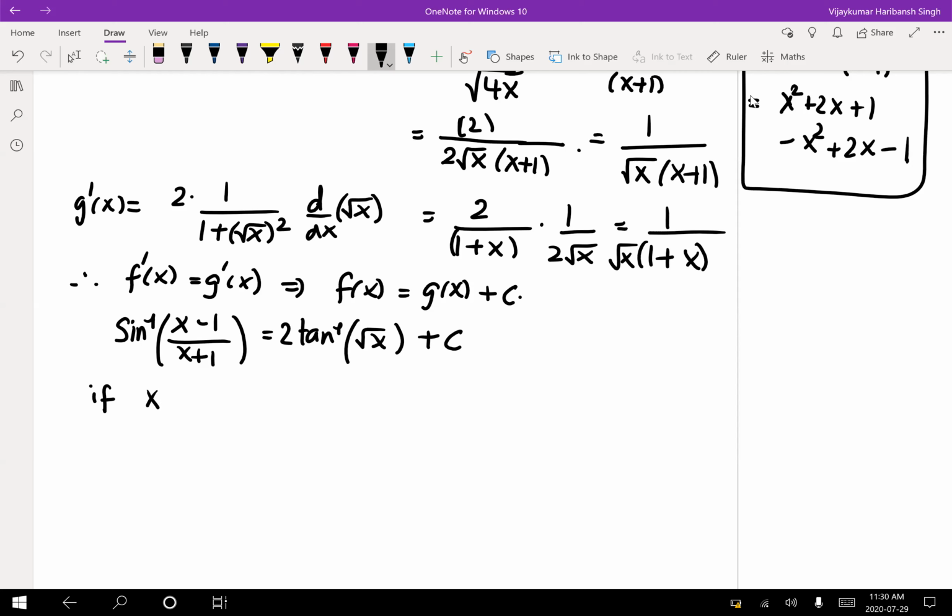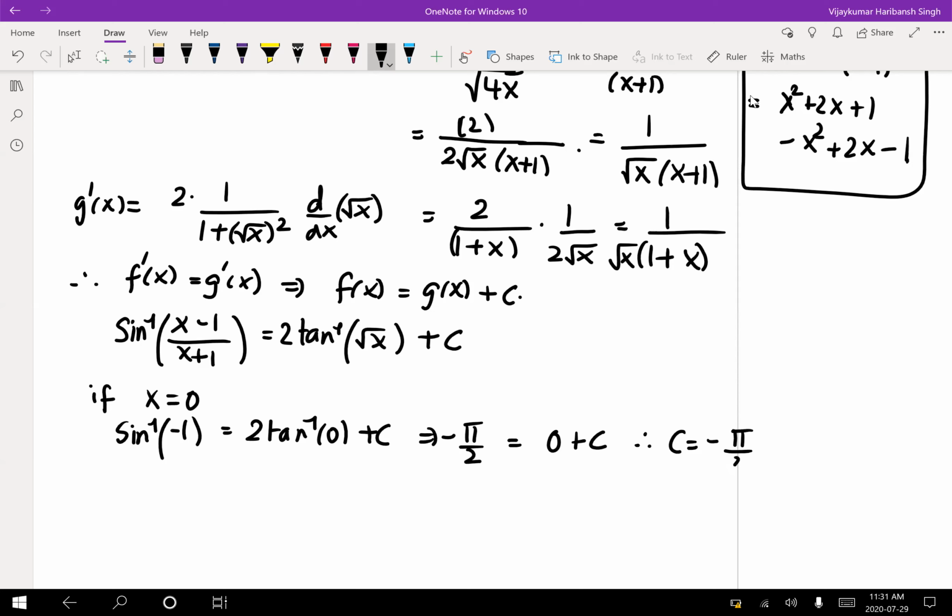Let's say, for example, if x equals 0, then we have sine inverse of minus 1 equals 2 tan inverse of 0 plus c. But what is sine inverse of minus 1? It is minus pi by 2, so minus pi by 2 equals 0 plus c. Therefore, c equals minus pi by 2. And then when you plug that back in here, you get what you are looking for.